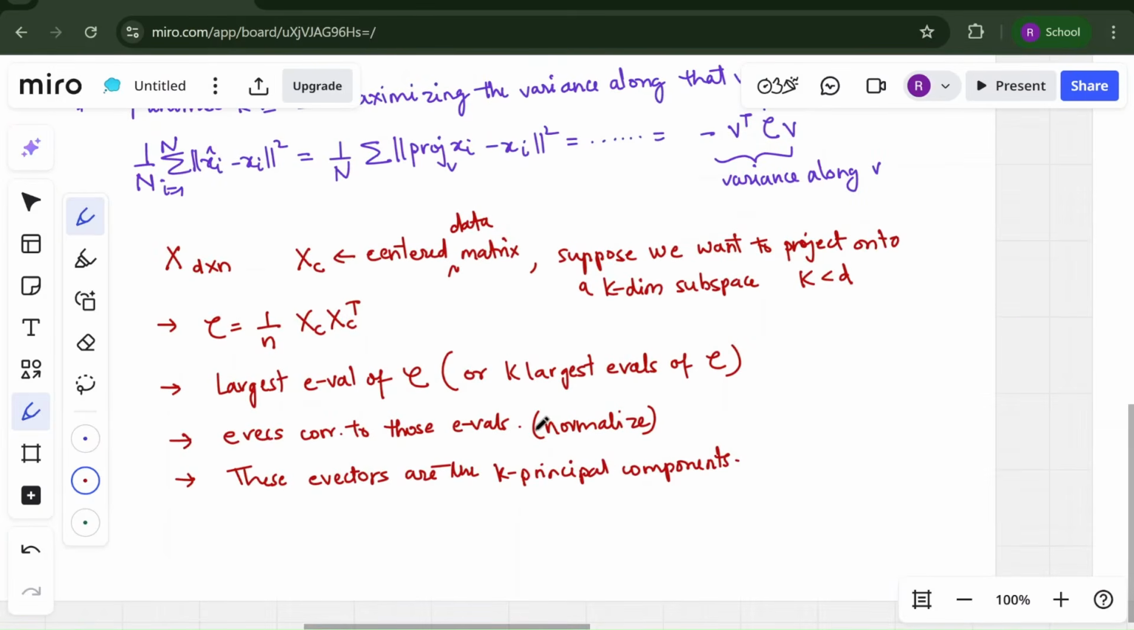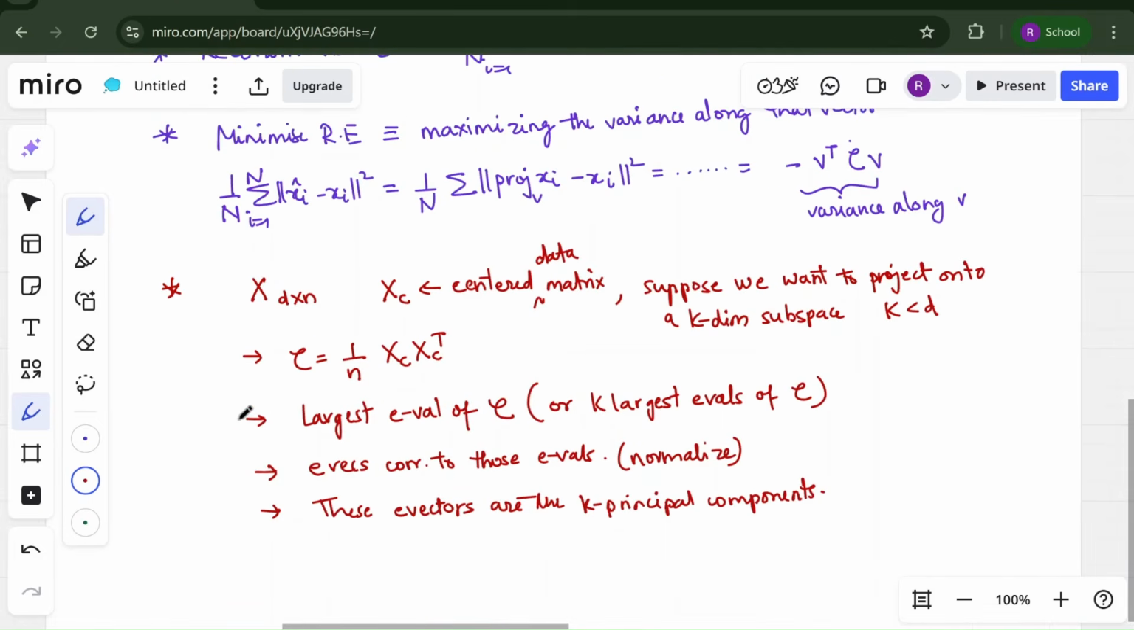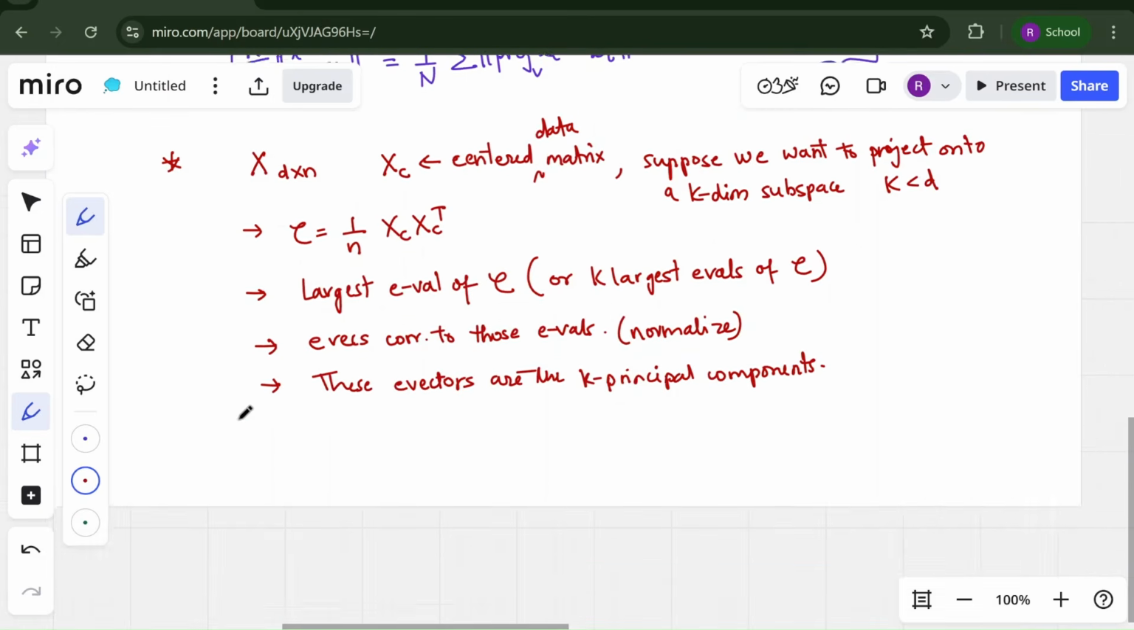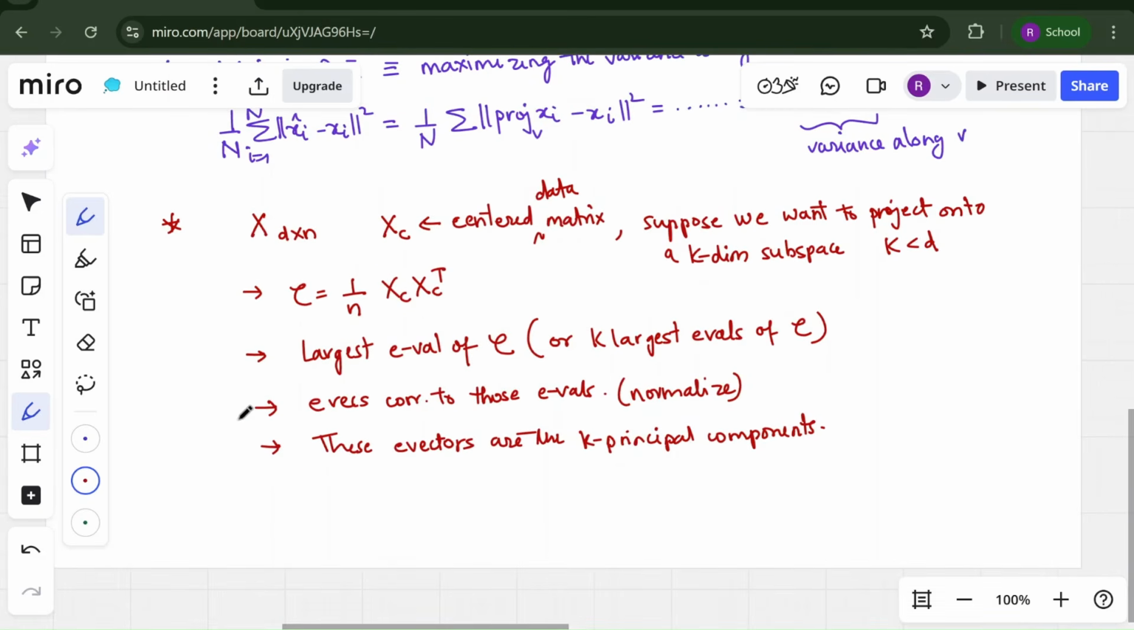Okay, so here we discussed finding the k principal components, right? I'm going back to PCA. What we did in PCA: we had a data matrix, we centered it, and then we took the covariance matrix, we took the k largest eigenvalues, and we computed eigenvectors. They turned out to be the principal components, k principal components, right? Okay, cool.